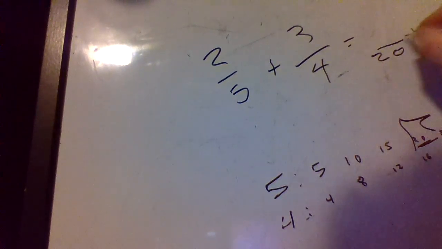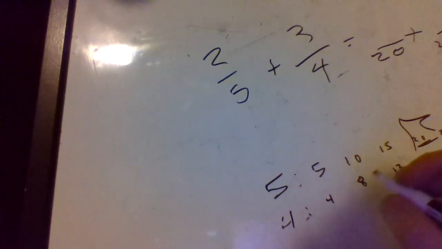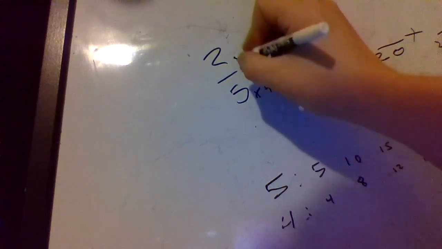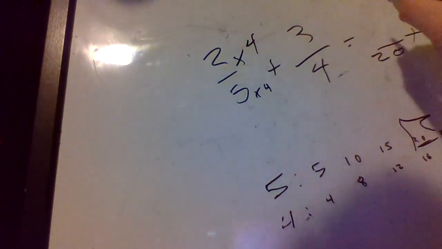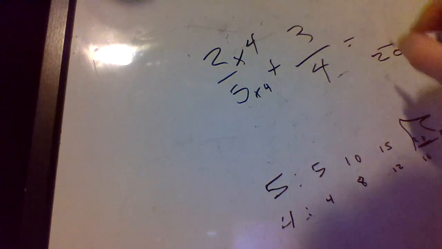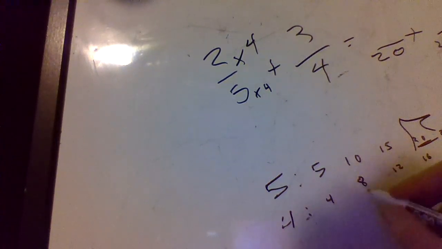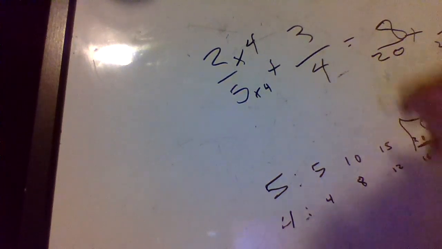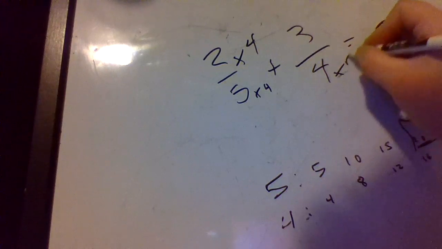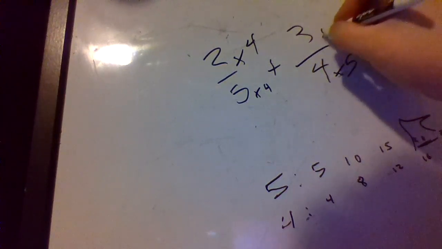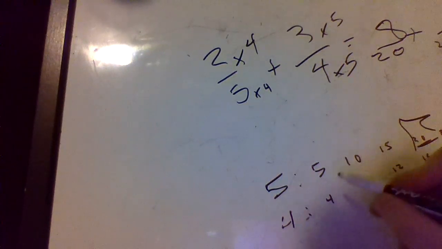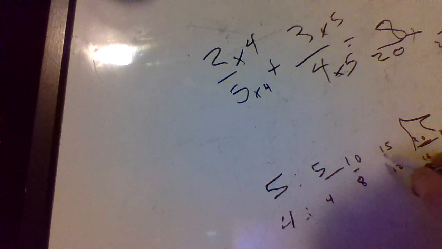Plus, okay, so 5 times 4 is 20. So we have to multiply the top by 4. 2 times 4 is 8. And then 4 times 5 is 20. So 3 times 5 on the top is 15.